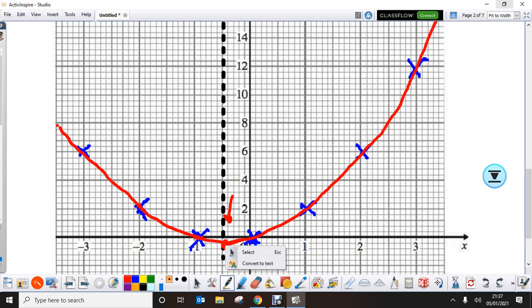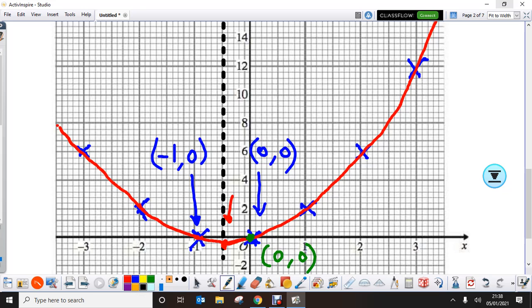If I'm looking to see my y-intercept, that is the point there where it crosses the y-axis. In this case it's (0, 0). And if I wanted to know the two points on this graph that are the solutions, I've got one solution just there at (-1, 0), and I've got one solution there at (0, 0). They're my two solutions. My y-intercept is (0, 0), and my turning point, a little bit more difficult to see, is that point there.